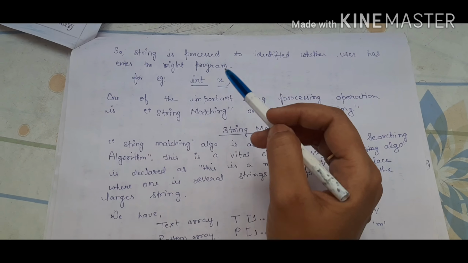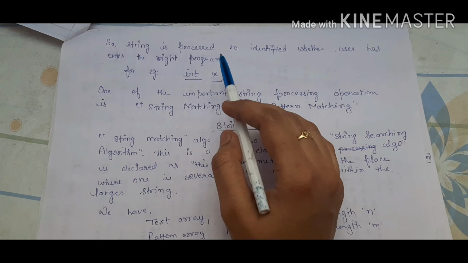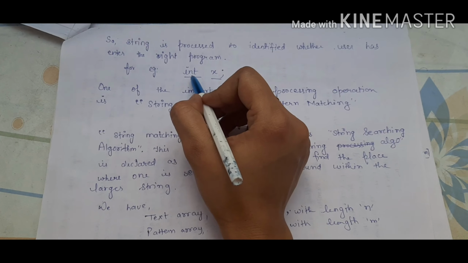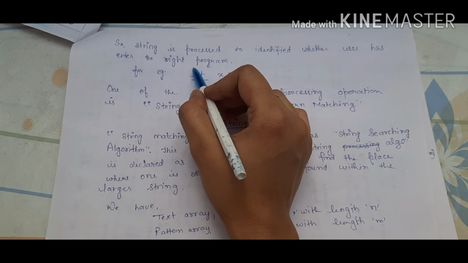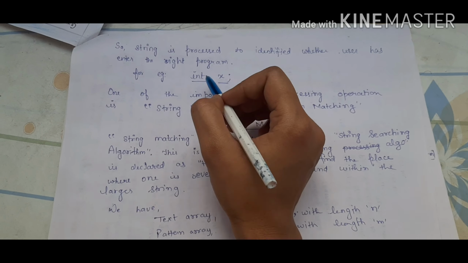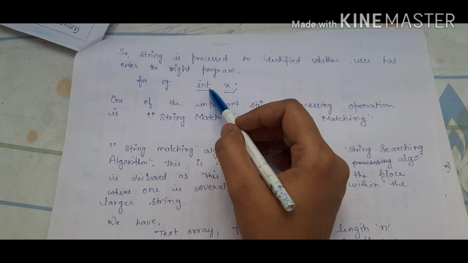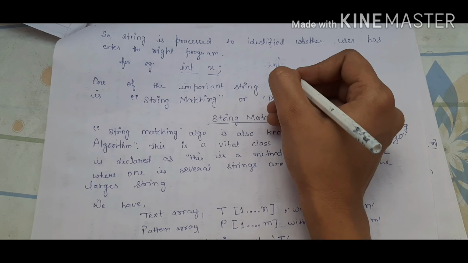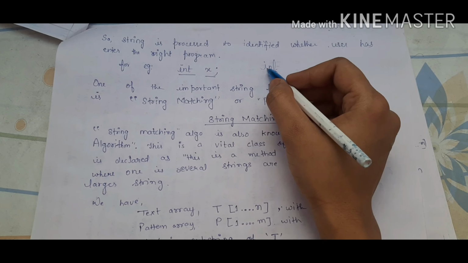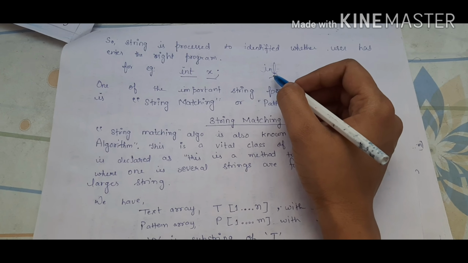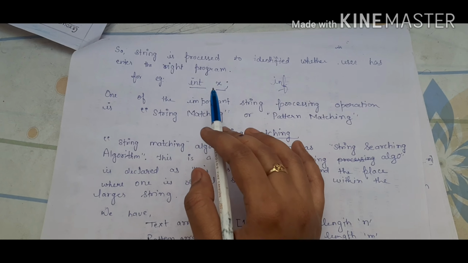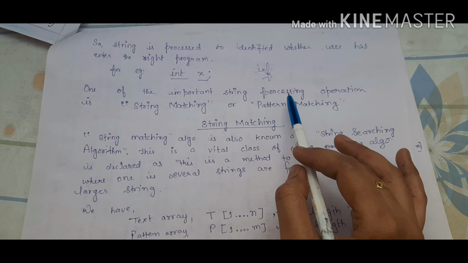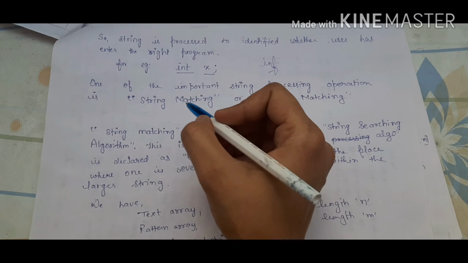Whatever the user writes as a string, whether it is correct or not is identified by string processing. For example, if we have written int x semicolon, whether it has been written correctly by the user or not will be checked by a string processing algorithm. It will check the characters, because some users can also write inf, the wrong spelling. So it is checked by string processing whether it has been rightly typed by the user. One of the important string processing operations is string matching.